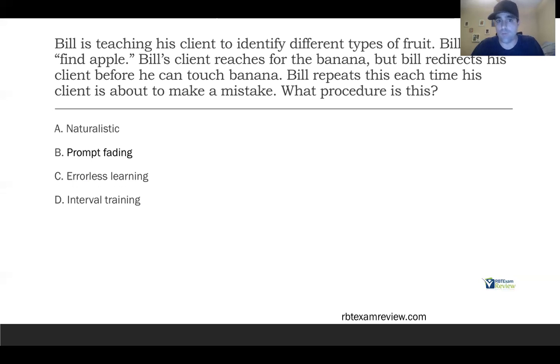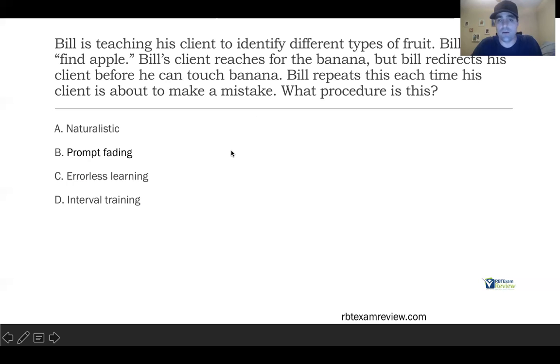Bill says find apple. Bill's client reaches for the banana. Okay, but Bill prevents his client from answering incorrectly. Okay, he redirects him before he can answer, and he makes him touch apple, and he reinforces. Okay, so he's preventing his client from making a mistake. What is this? Is this naturalistic? No, we can't determine if this is naturalistic. Okay, it seems like it's contrived. We just don't have enough information, so we're not sure if it's naturalistic or not. A is not a good answer.